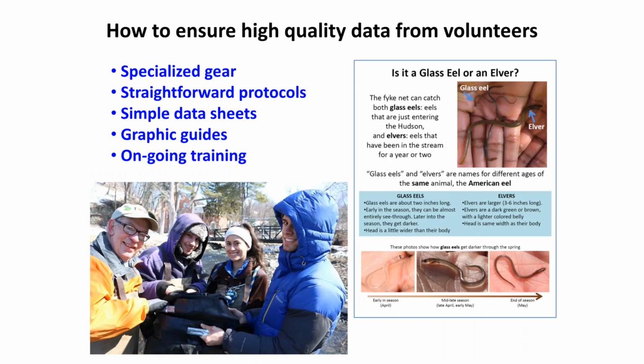Now, of course, in any citizen science project, one of the big questions is, hey, how do you know that the information you're collecting is robust, is worth having? There's a lot of things about this project that make it really, really unique. The gear is very specialized. These nets at this time of year and the way they're set, they only catch small eels. So there's not a lot of fish identification. If you've got a fish, it's going to be an eel. If it doesn't look like an eel, you're going to know it. The protocols are very straightforward. We're not asking for tremendously detailed information on individual eels. We're trying to get numbers.